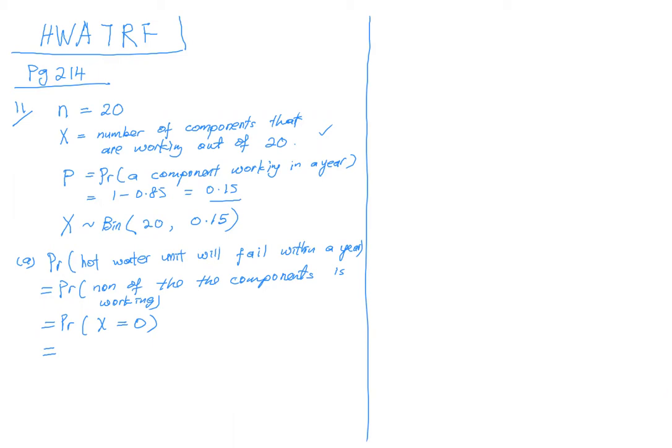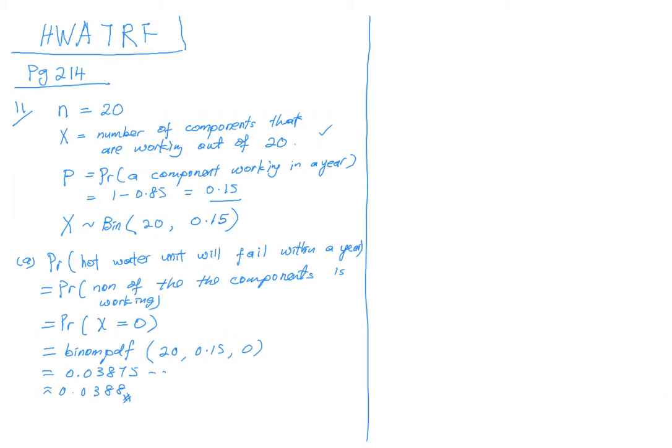Okay, so just key into your calculator, Binom PDF. Open 20, 0.15, and here 0. Okay, so what is your answer? 0.0387595. 0.03875 something, okay? So approximately 0.0388.